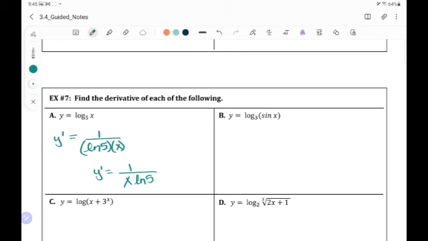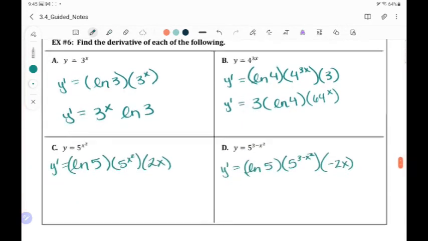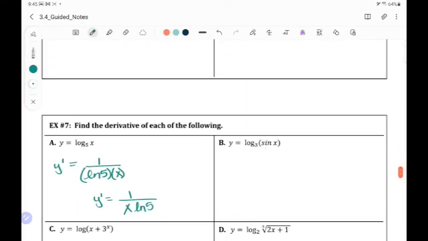Then we look at the second one. We've got, this is like number 4 on the table. Those 1, 2, 3, 4 up here. We've got the log with a base of a times u being an actual function, the function being sine x. Okay, so looking at our formula, we've got 1 over the natural log of the base, which is 3, times the function, which is sine x. Sine x is the u here.